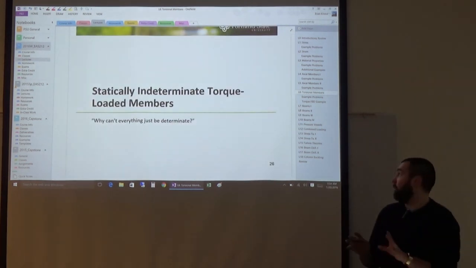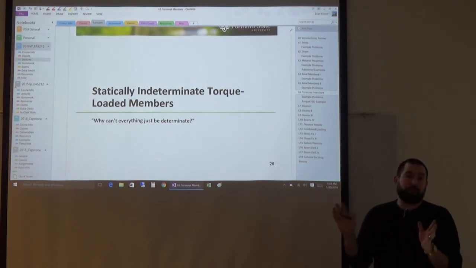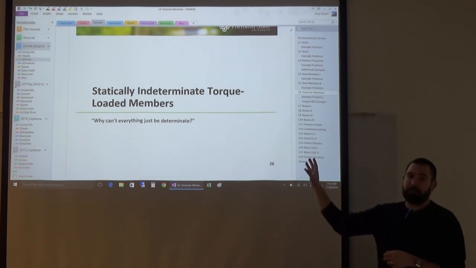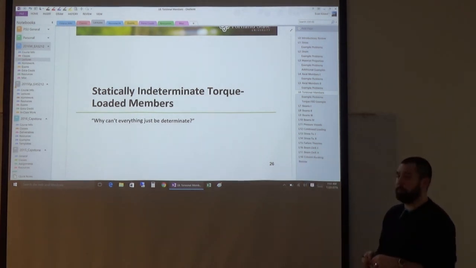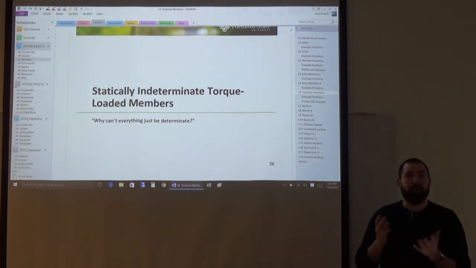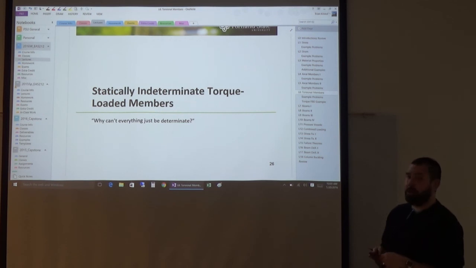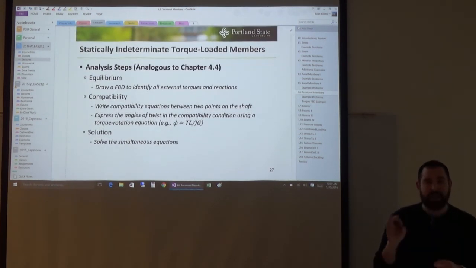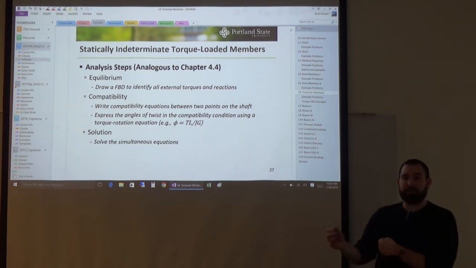All right, so everything we've done so far is pretty similar to axial members, at least in terms of angle of twist. And just like axial members, we can also now deal with statically indeterminate torsional members, which means that statics alone is not enough to determine all of the internal torques acting on the shaft. And we get to use the exact same steps as we did for axial members.